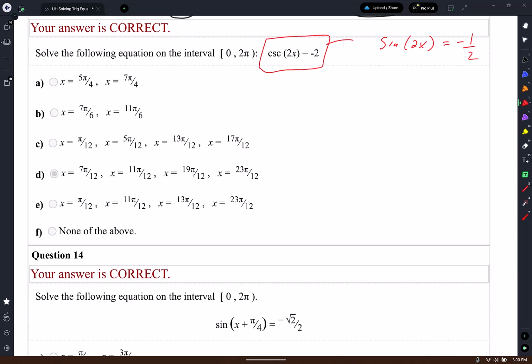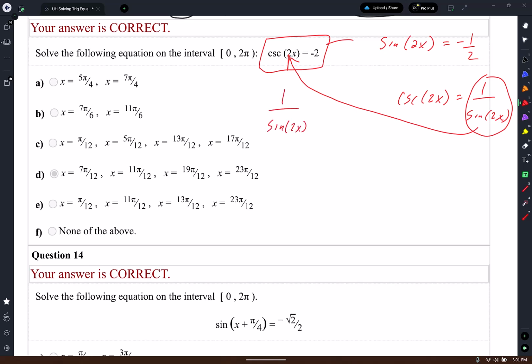Okay. If you can't do that, then do this first. Can you at least do this? Cosecant of 2x is equal to 1 over, and you got to keep the argument, sine of 2x. Can we do that? Okay. Then you take this and you substitute that for cosecant 2x. 1 over sine 2x equals negative 2. So you're going to get the same answer anyways.